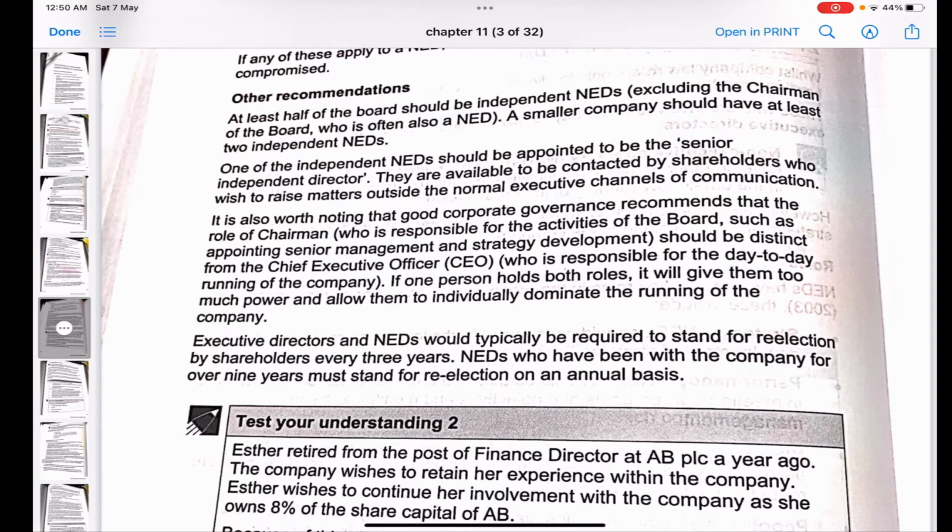So, the CEO is responsible for the day-to-day operations, whereas the chairman is responsible for the actions of the board of directors. If one person holds both roles, it will give them too much power and it will allow them to individually dominate the running of the company.